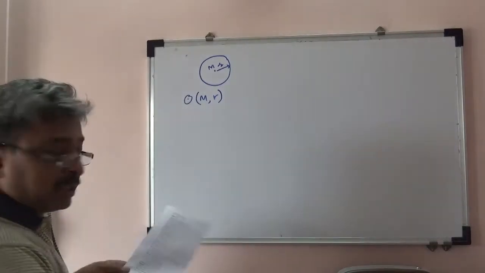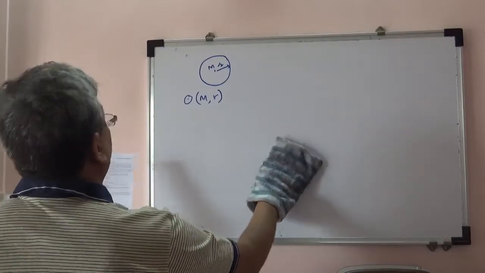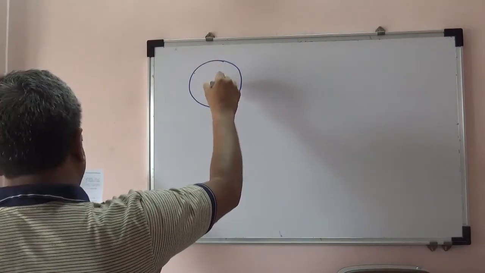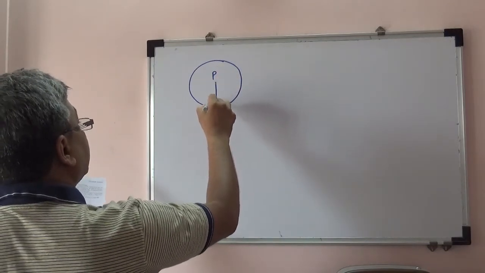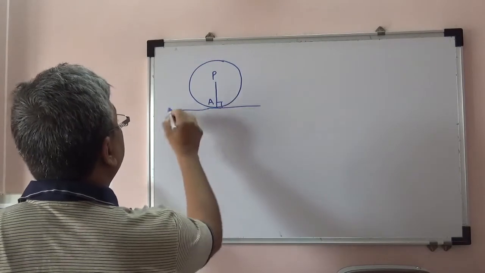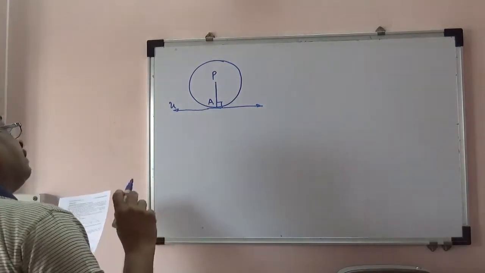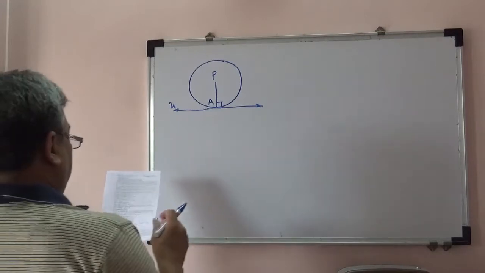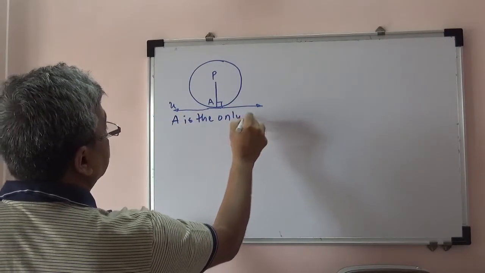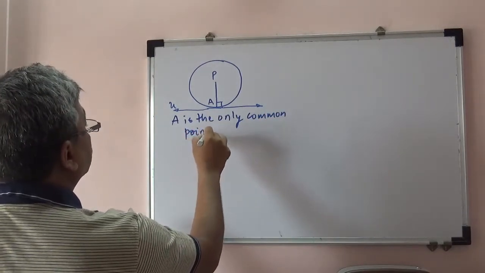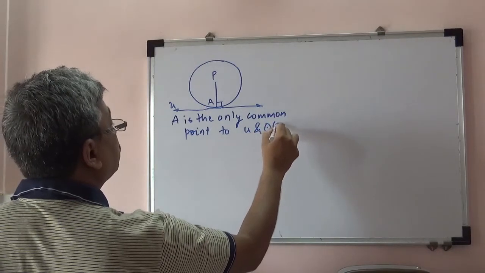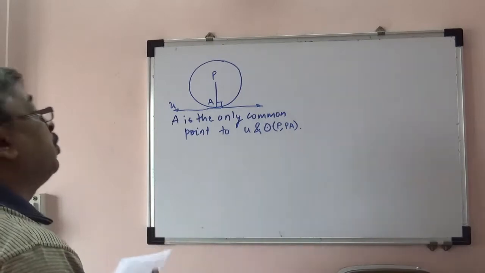Okay, the next theorem that we are going to discuss is, if we have a situation like this, that there is a circle and the center is at P, radius PA is drawn, and we have a line U which is perpendicular to PA at A. Then we are supposed to prove A is the only common point to U and circle with P center and PA radius. This is what we want to prove.